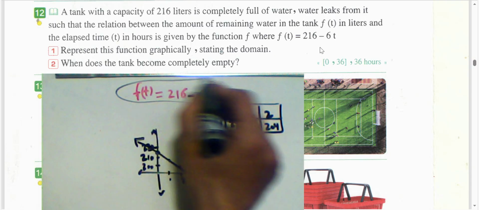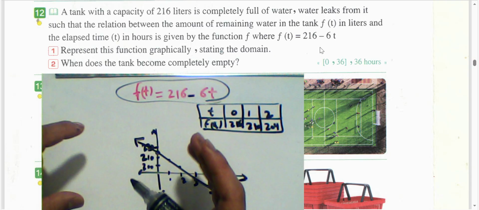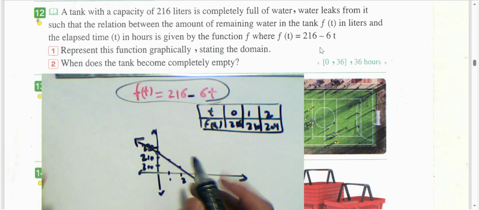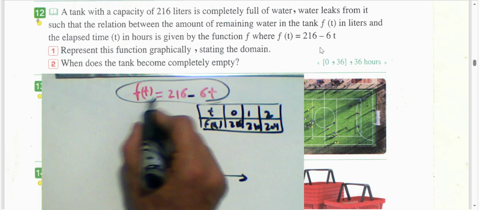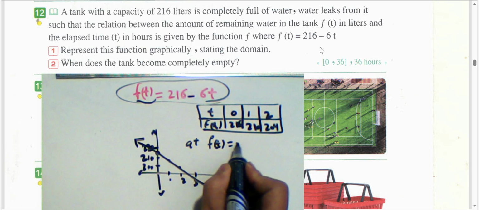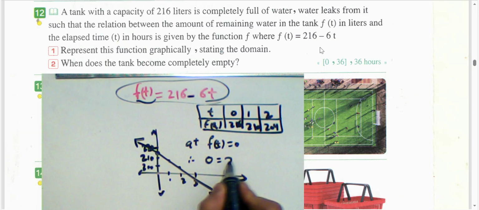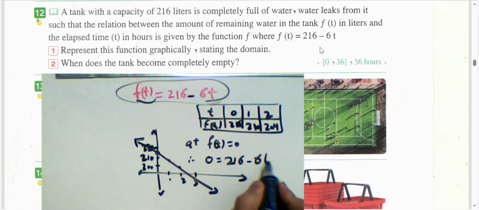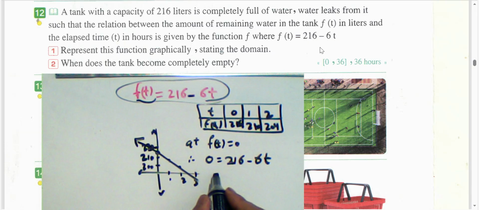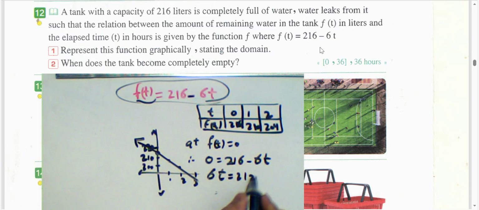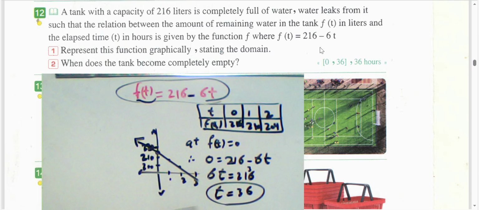Okay, he asked about what is the time when the tank will be empty, at f of t equals 0. Then 0 equals 216 subtract 6t. Then 6t will be equal to 216 divided by 6. 21 divided by 6 equals 3. 3 times 6 equals 18, and the remainder 3. 36 divided by 6 equals 6. Then t equals 36 hours.